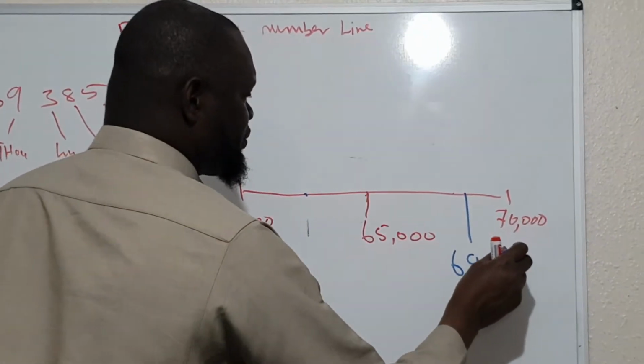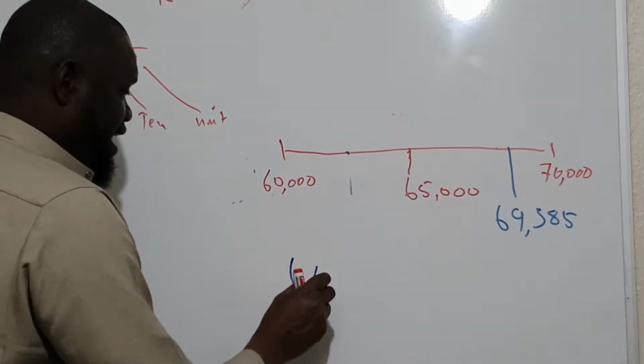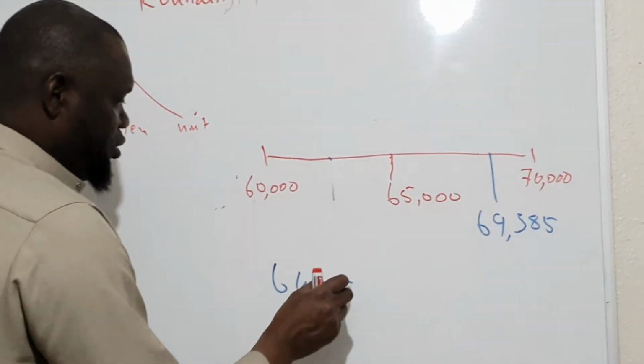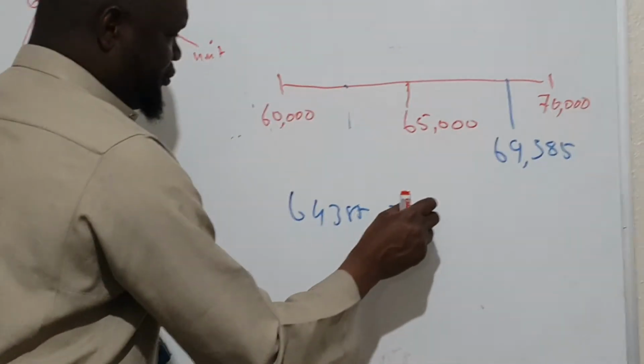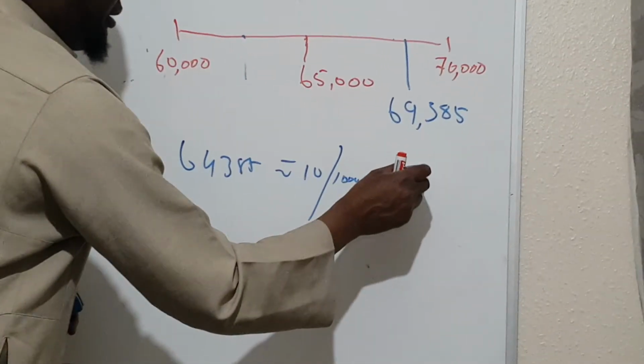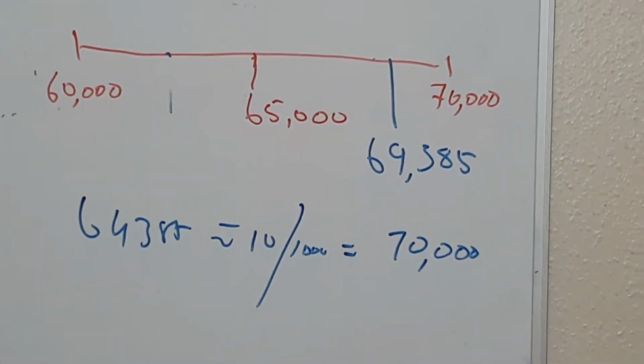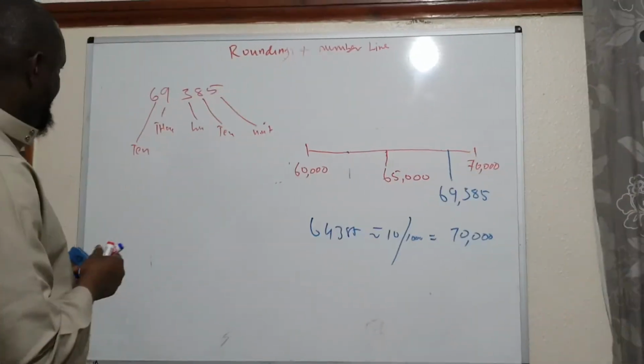So 69,385. So therefore, 69,385 to the nearest 10,000, okay? Will be 70,000. Do you understand? Yes.